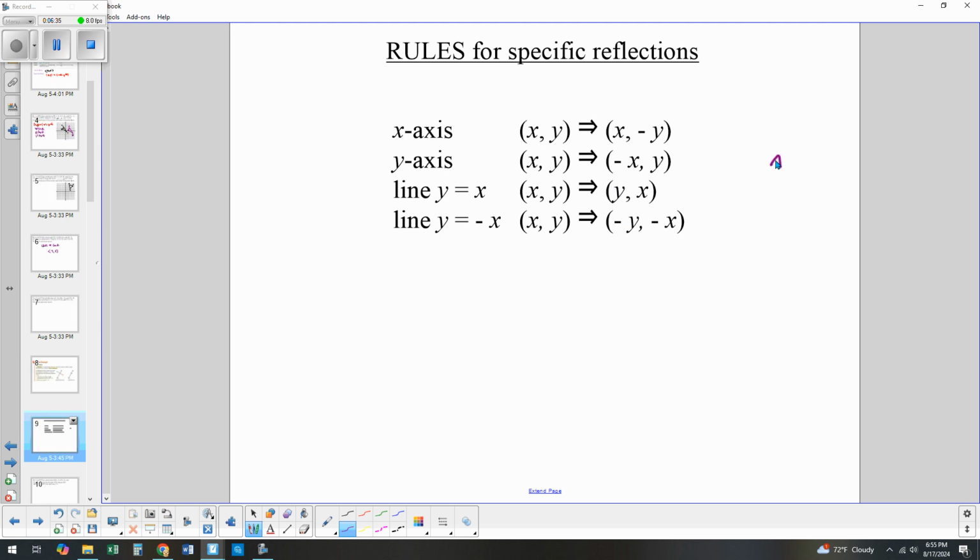In case you're wondering what the lines y equals x and y equals negative x look like, they are diagonal lines, but they are specifically through the origin. So this would be the line y equals x, slope of 1 through the origin. And then this would be the line y equals negative x, slope of negative 1 through the origin.